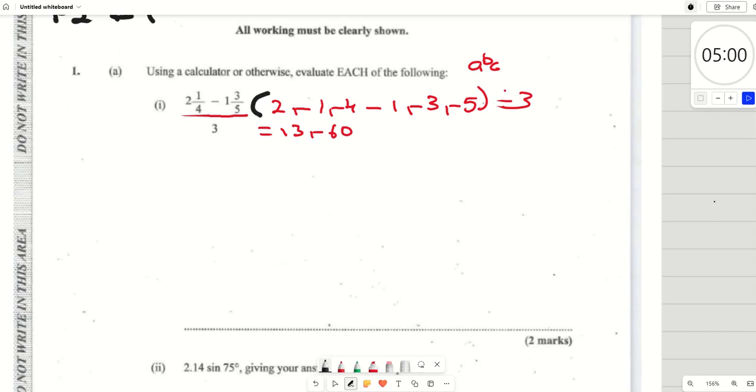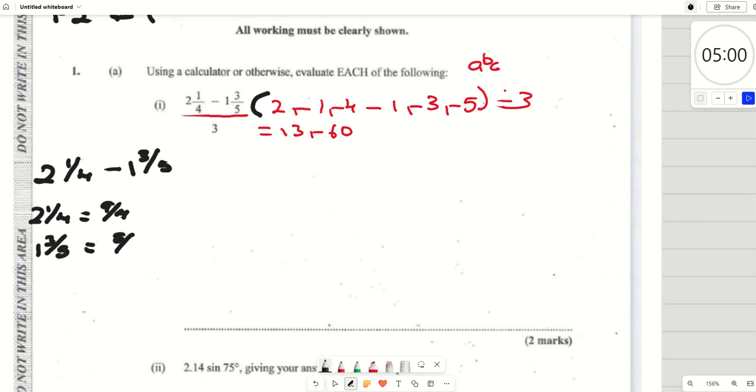If you are doing it, you do the top part first and then the bottom. So you're going to have 2 1/4 minus 1 3/5. Again, when I see questions like this, I tend to like to change the mixed number into improper fractions. So 2 1/4 is 4 times 2 is 8, plus 1 is 9, 9 over 4, and 1 3/5, 5 times 1 is 5 plus 3 is 8 over 5. So the question is 9 over 4 minus 8 over 5. Why am I putting plus? It's subtract, not plus. Minus 8 over 5, right?